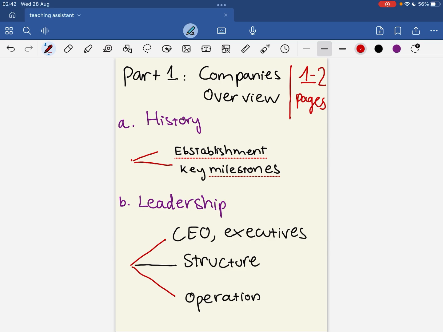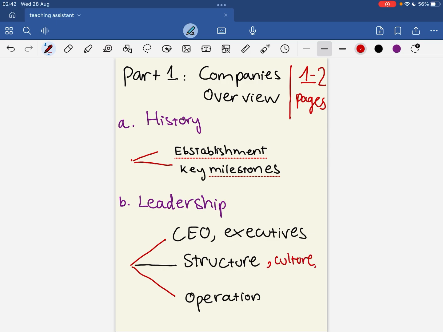Next, we also need to focus on the leadership. The people steering the ship can significantly influence a company's trajectory. So, conducting research on the current CEO and key executives is a must. What is their background? What strategic initiatives have they implemented? Have there been recent changes in leadership? And if so, how might this impact the company's future? Also, don't forget to explore the company's organizational structure and culture.